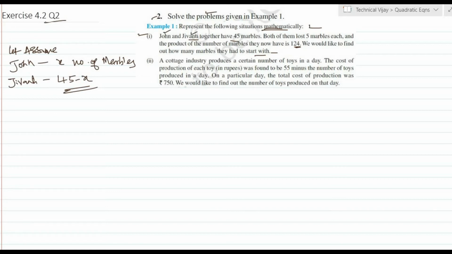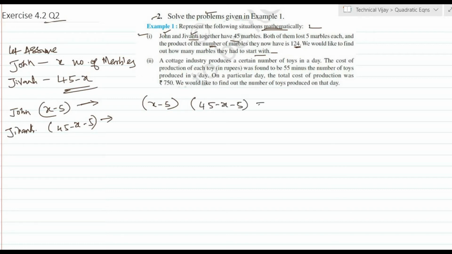So now at present what they have done, John has lost 5 marbles. John has got x minus 5 marbles. At the same time Jeevanti, how many should she have? 45 minus x minus 5. So this is the number of marbles they are having at present. So now the product of these numbers, that is x minus 5 into 45 minus x minus 5, this is equal to 124. This is the statement.